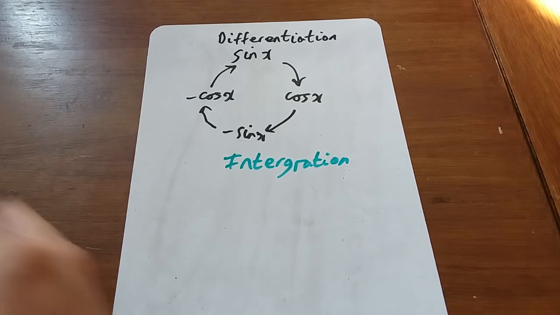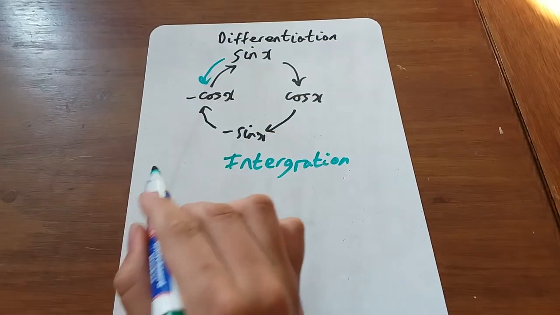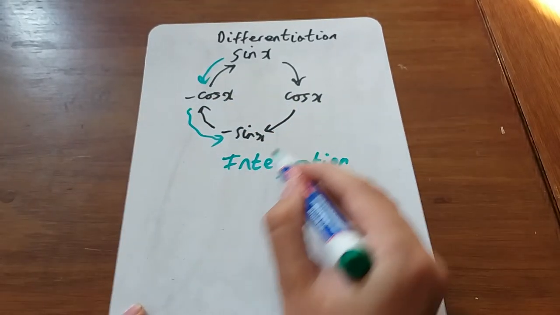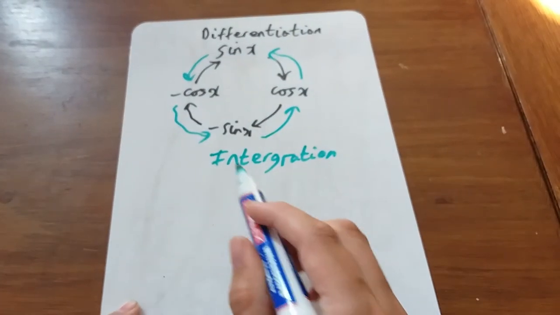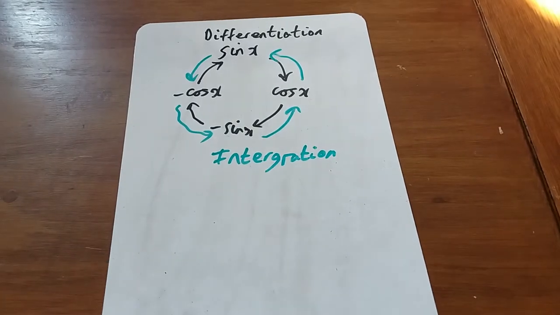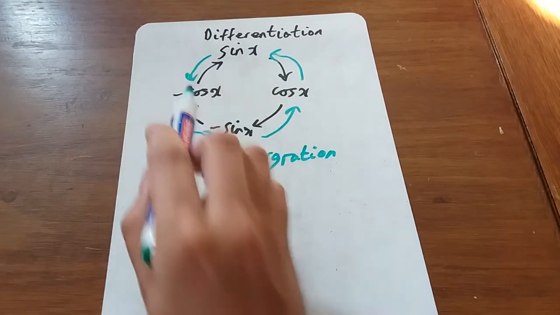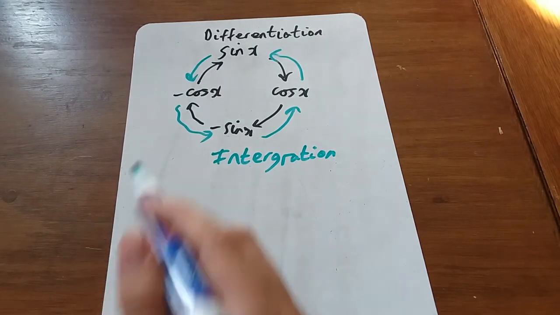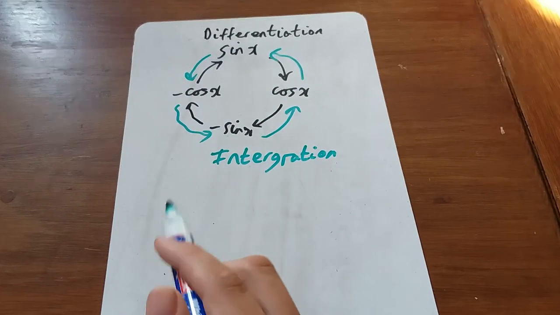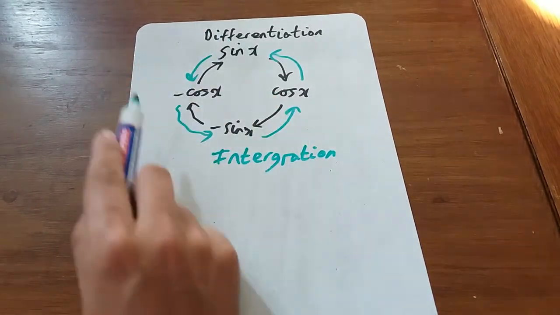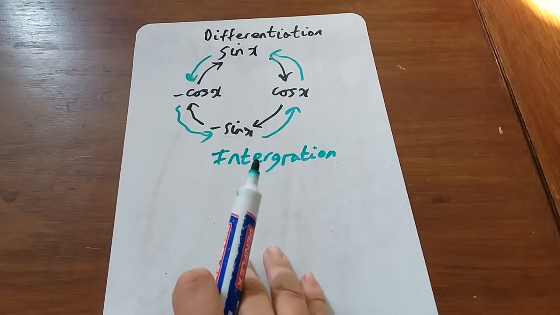Integrating is going the opposite way around the wheel. So sine integrates to minus cos, which integrates to minus sine, which integrates to cos, which integrates back around to sine. I think this is the easiest way of remembering which way around they go. I remember the differentiation one. I'd draw it if I was in the exam, and then integration is just going the opposite way around. Whenever we integrate, we need to pick up a plus c as well. So sine would integrate to minus cos x plus c. Let's look at it with some constants around.